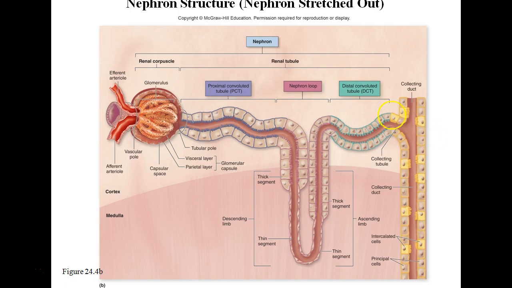And that gets us to the collecting duct. The collecting duct is going to take that urine and send that urine down into the calyces, where it then goes to our ureter.